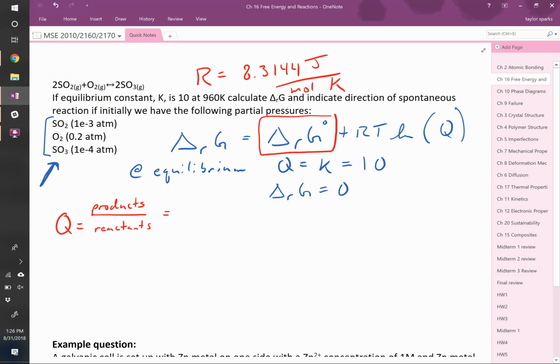So once you've got delta Rg naught, that's going to be the same because we're at the same temperature. But now what has changed is we're no longer at equilibrium because I've given you some partial pressures. So you can actually solve for Q. Now you know delta Rg naught, you know RT, you know Q, you can solve for delta Rg.